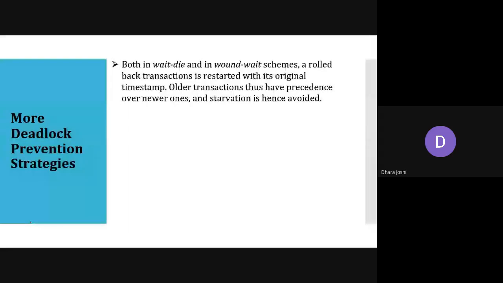In both wait-die and wound-wait, a rolled-back transaction is restarted with its original timestamp. Like if we have rolled back the transaction T3, it will not be that the previous timestamp was 15 and now it is 25. No, it will again enter with the same timestamp, which is 15. An older transaction has precedence over the newer ones. That means the senior one has the highest priority over the newer one. And this is how starvation is avoided.